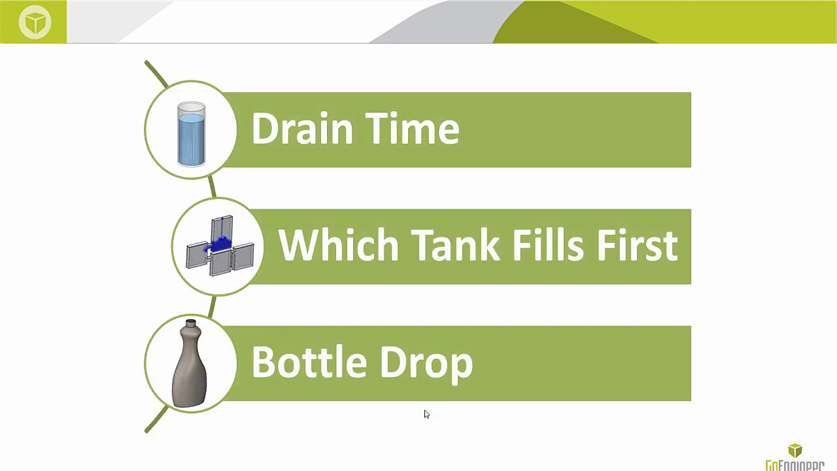I've set up 3 examples. One example goes through how long it takes to drain a tank. Another example that has been popular in the social media realm is the which tank fills first problem. And finally, I have a bottle drop problem that walks you through how the inertial effects translate into sloshing of a liquid inside a container.